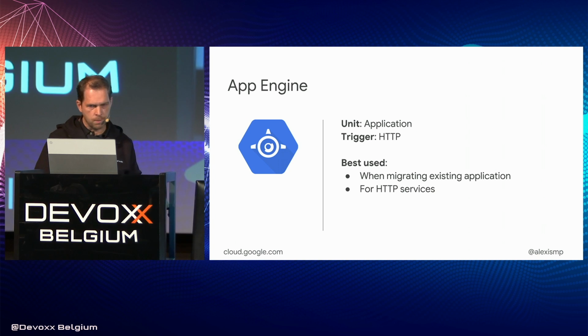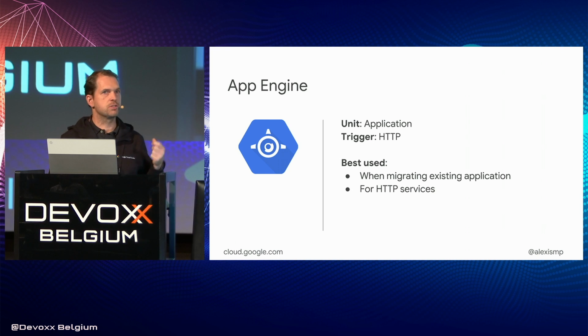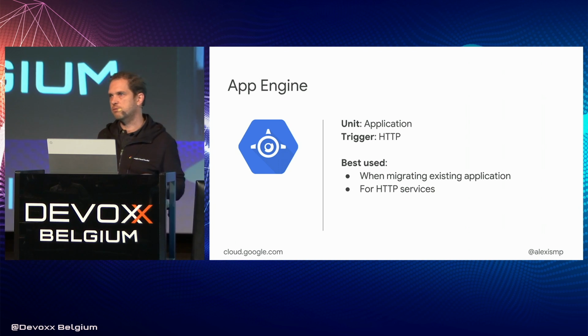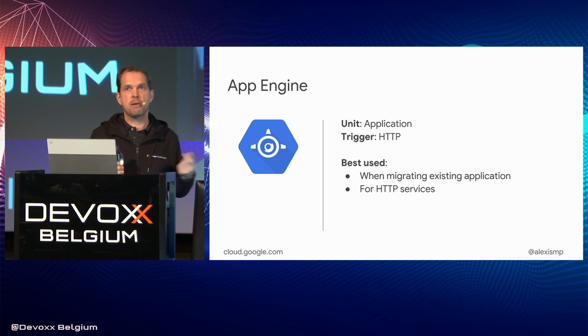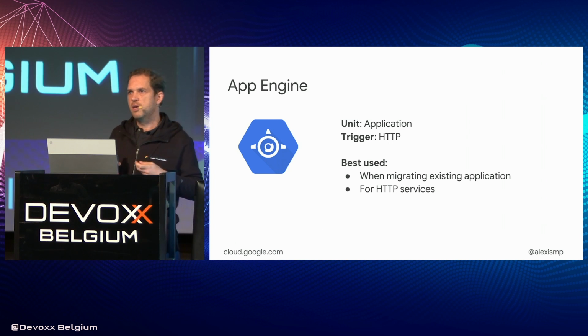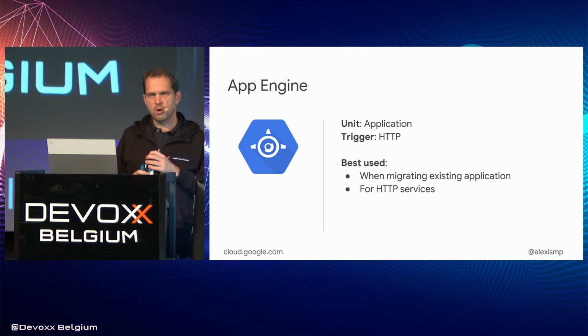All right, let's switch gears. Remember I said the unit of deployment is a function. This was Cloud Functions, obviously. Well, App Engine, you guessed it, the unit of deployment is an application, because not everything can be defined as a set of really small functions.